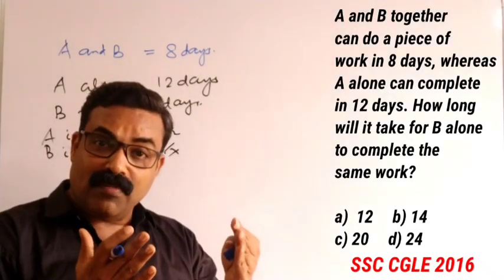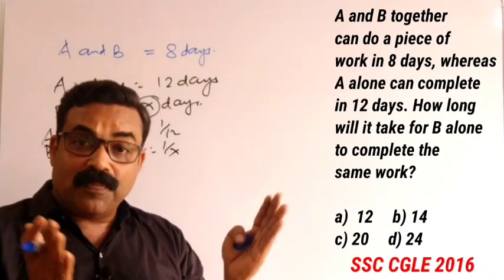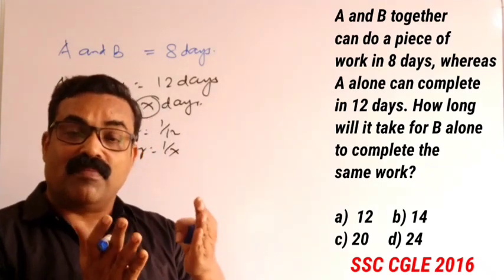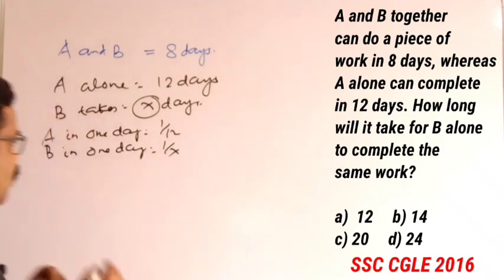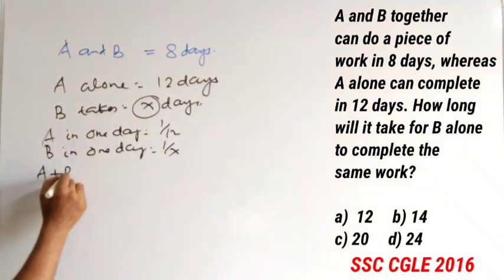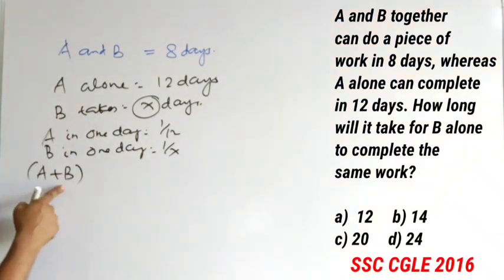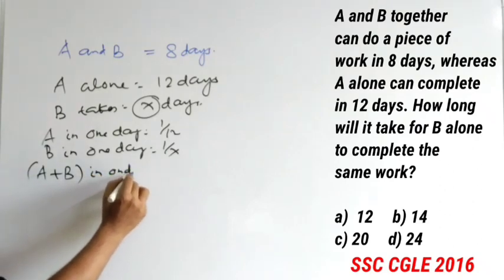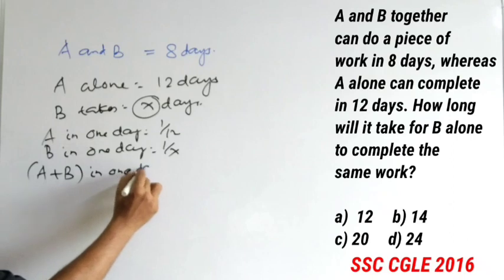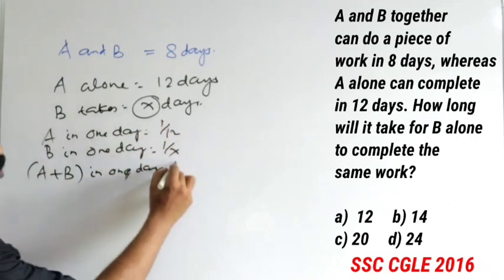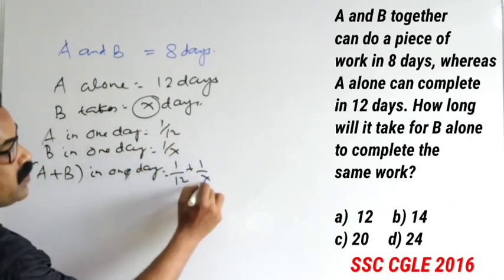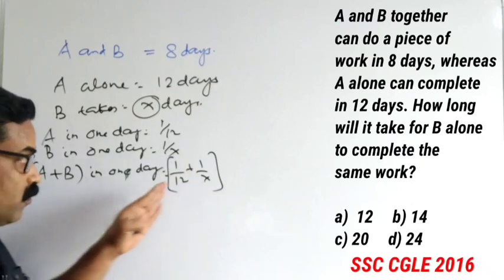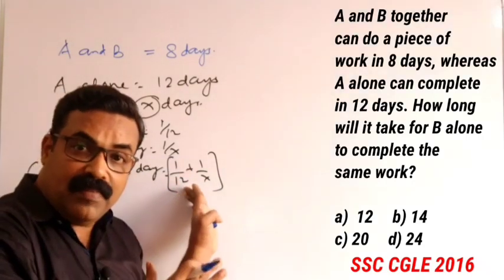Together, what is the work completed by them in 1 day? A plus B, or A and B in 1 day, is equal to 1/12 plus 1/X. So this will be the total work completed by both A and B in 1 day.